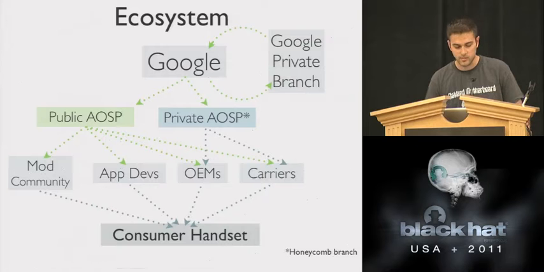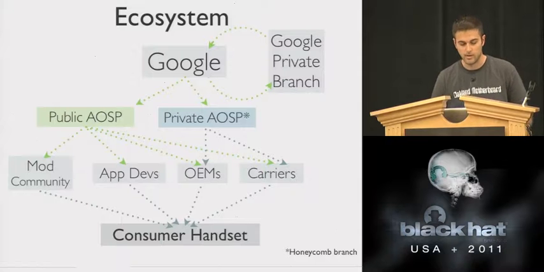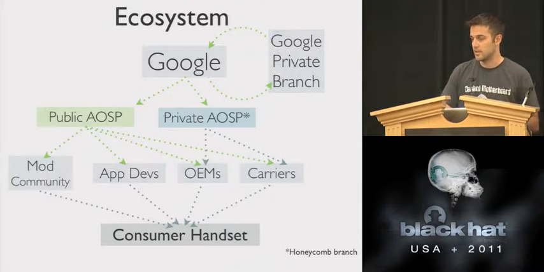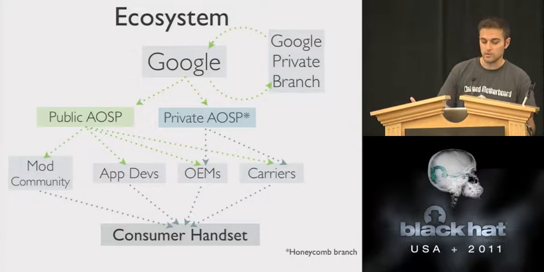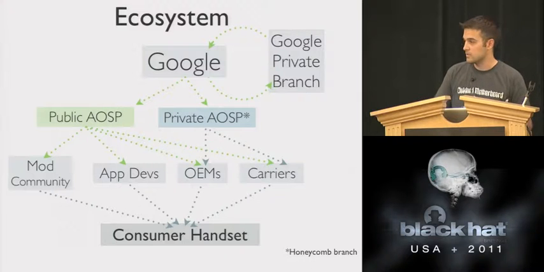From there, we basically have people pulling those trees to go to OEMs and carriers. They use this to build their firmware and their updates, to ship on devices, to issue OTA updates and whatnot. We also have app developers that get this API level. They get to create new applications for all this, and that only occurs once we have it issued into the public branch. The mod community also gets this.